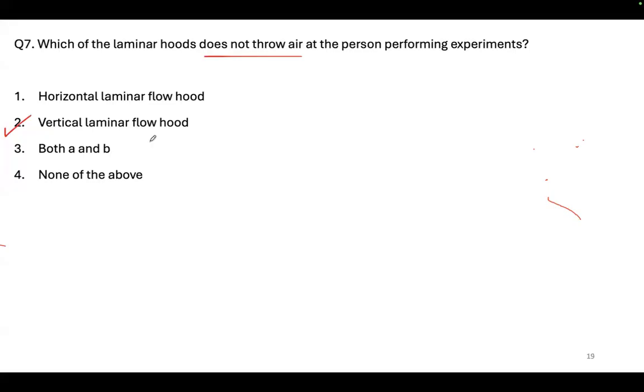But if the question would have been which of these laminar hoods protects the person performing the experiment, then it would be none of the above because you're not being protected as such, right? But yes, vertical, that's the correct answer. Don't get confused. And that's about it.